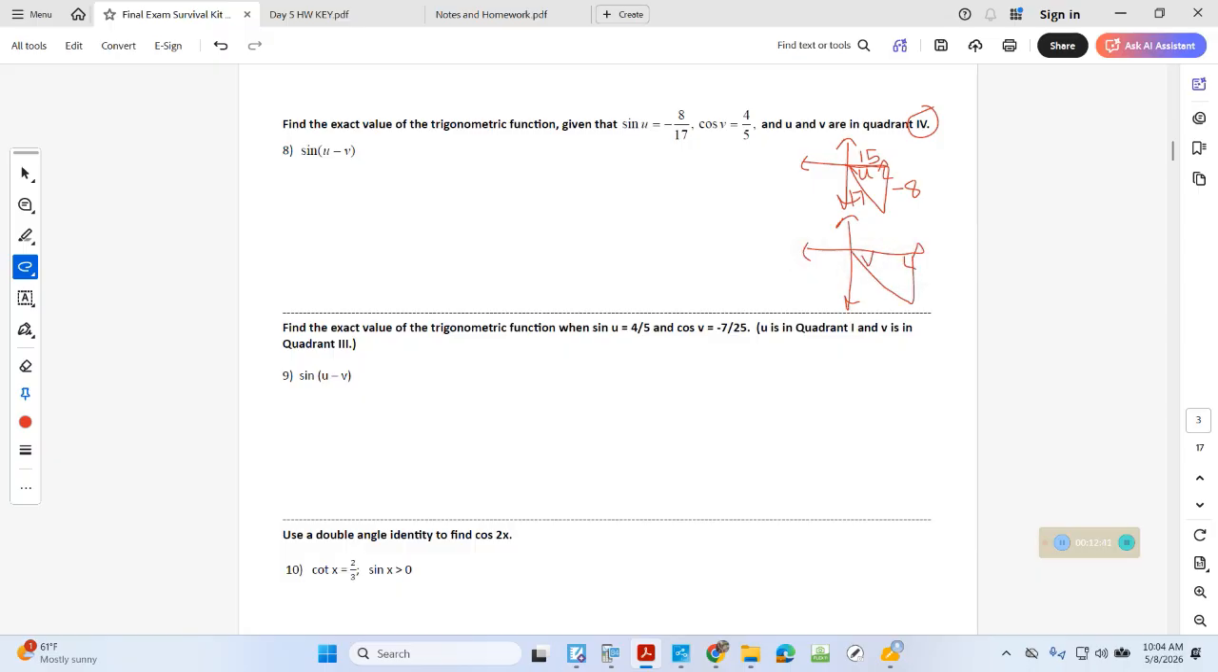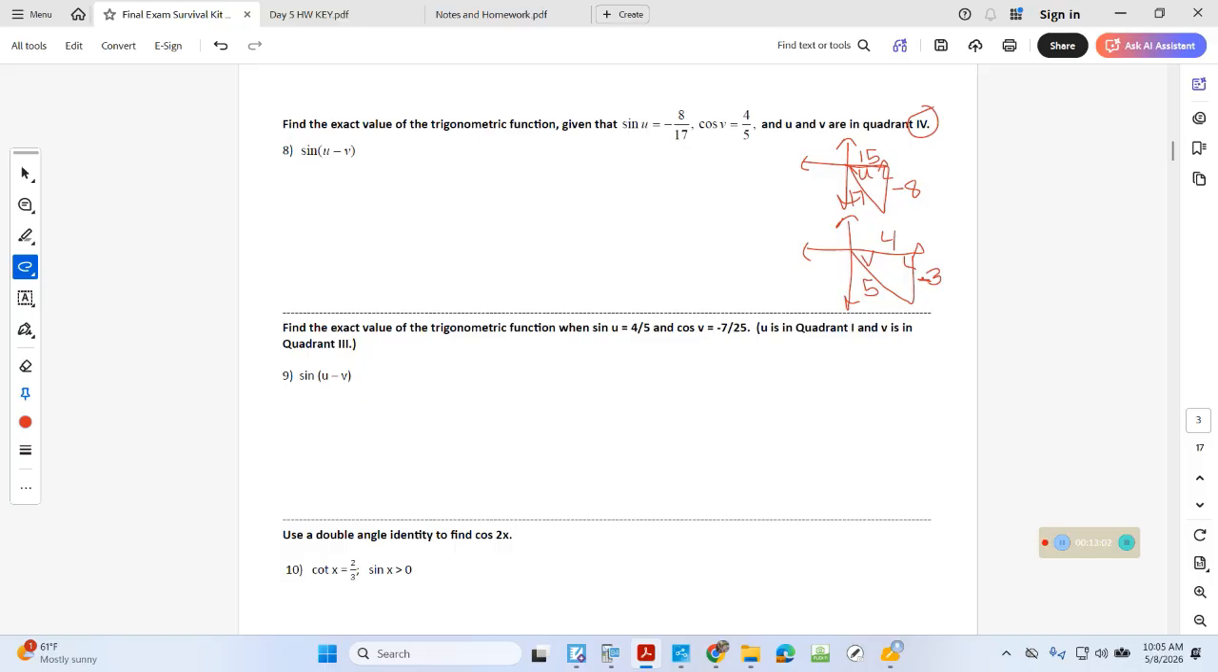And they tell you cos of that is adjacent over hypotenuse. That's an easy one. What's the missing side? 3. Now, due to the location, does the 3 need a negative? Yeah, because you're going down. Obviously, the 15, because you're going right, does not need a negative, so don't worry about it.